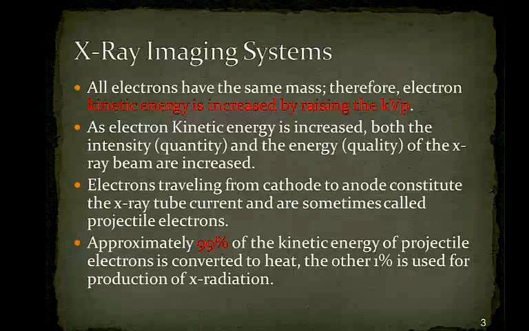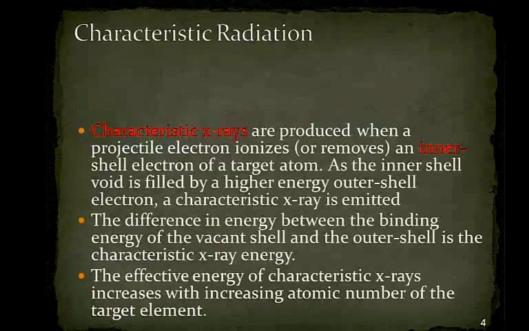But within the tube itself, our loss in kinetic energy has to do with heat. Everything else, when it escapes the X-ray tube and it's going around, it's pretty much its interaction with the atmosphere and the patient. So the first interaction that we're going to be talking about is characteristic radiation. That is produced when the projectile electron, again going from the cathode, ionizes or removes, again, ionization is removal, an inner shell electron of the target atom. Again, the target is the anode.